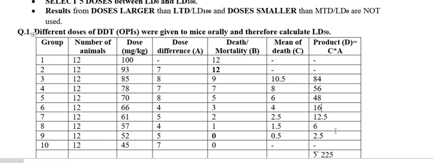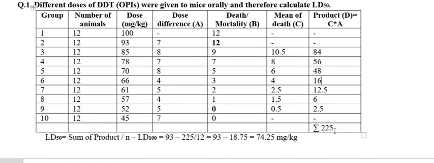After that we are going to summate it, the summation of the product. So now we are going to calculate the summation of the product. Summation of product means the summation of 84, 56, 48, 16, 12.5, 6, 2.5. So this is the product, and summation of product is equal to 225. So summation of all these came to 225.